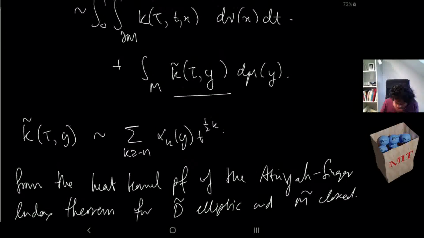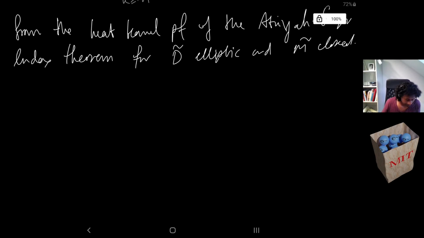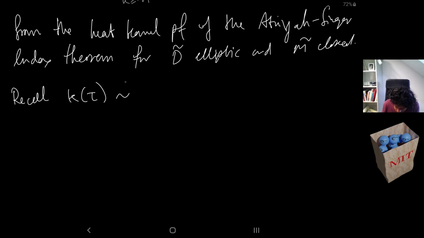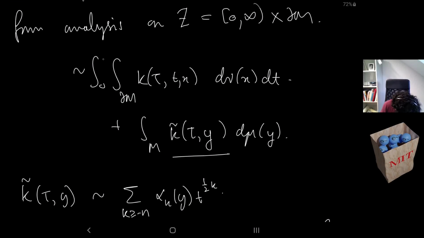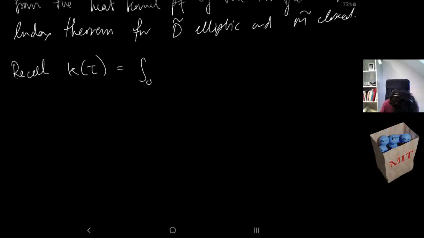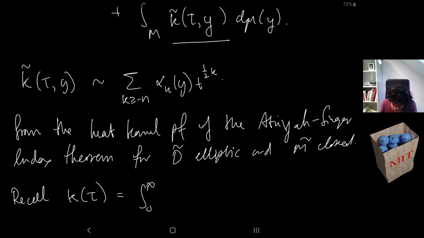Okay, so what that means, recall that we wrote k_t is equal to this integral, right? So this is the integral 0 to infinity. Do we have an alpha?